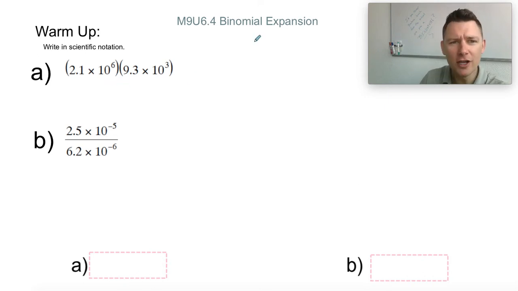You're smart cookies. We are checking out 6.4 Binomial Expansion today, and you can put that at the top of your notes. And we're going to try this warm-up.